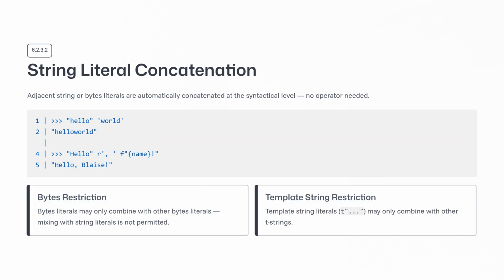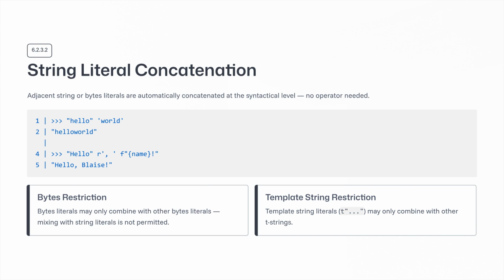Section 6.2.3.2, String Literal Concatenation. Adjacent string or bytes literals are automatically joined at the syntax level. No plus operator needed. Line 1, "hello" "world" in the REPL. Line 2, Python gives us hello world, joined at compile time. Line 4, a more interesting example, a regular string, a raw string with r prefix, and an f-string all adjacent. Line 5, Python concatenates them into one string, substituting the f-string variable.